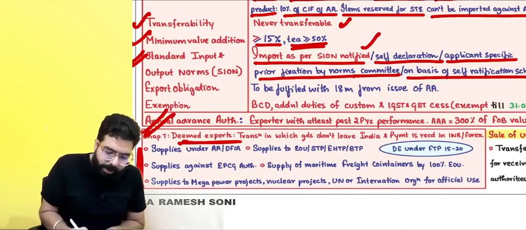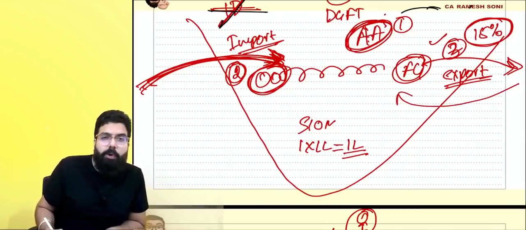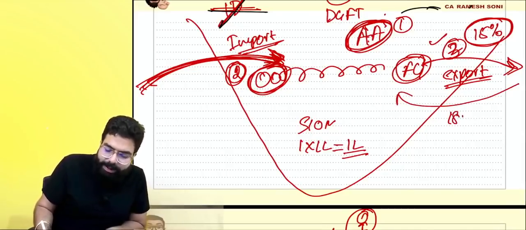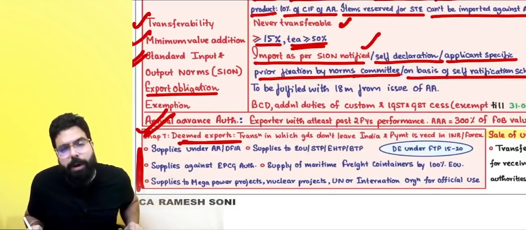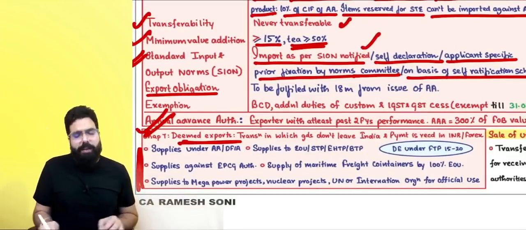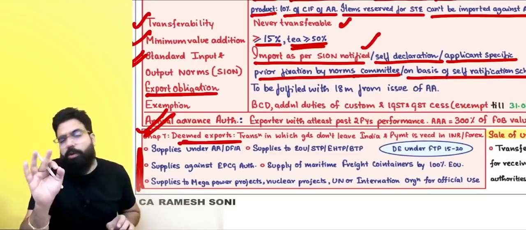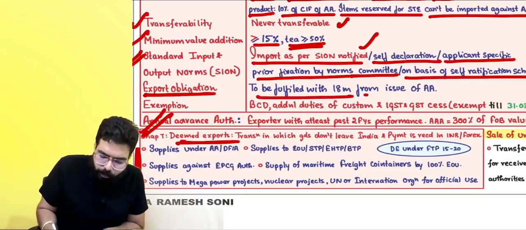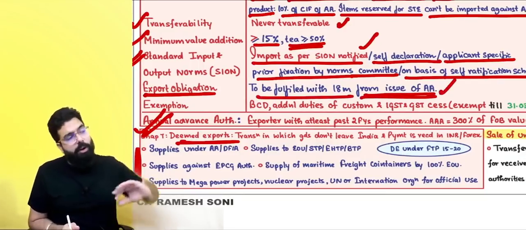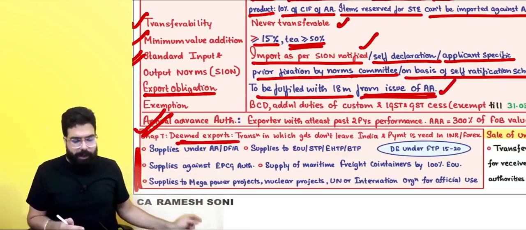Next, sir, export obligation. Yes, sir, you have to fulfill the export obligation within 18 months. You have to fulfill the 115% you have committed. You have to earn your foreign exchange, which means you have to do the export within 18 months from the issue of the advance authorization. You have to export within 18 months from the advance authorization.